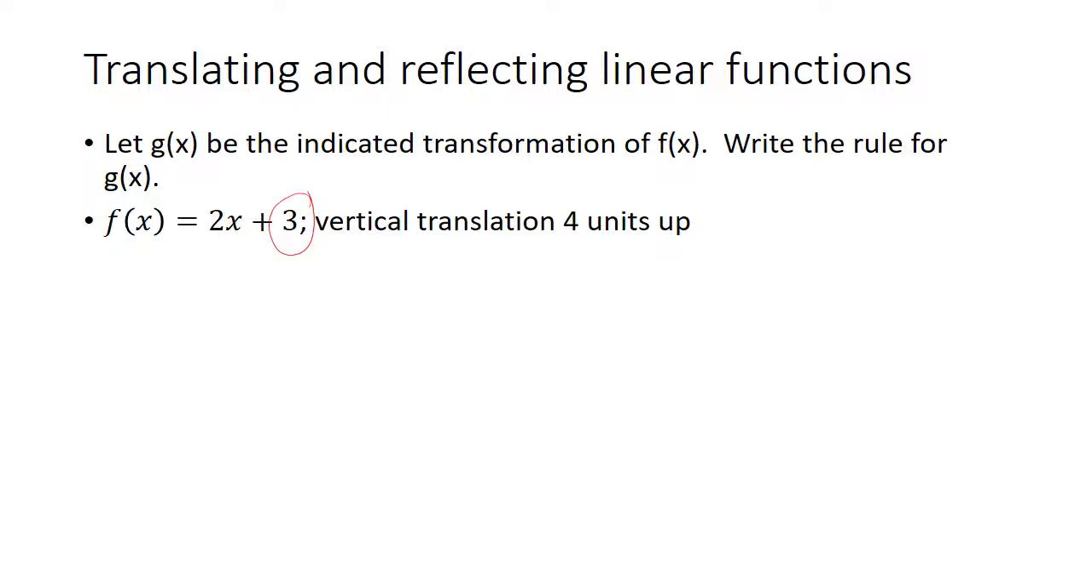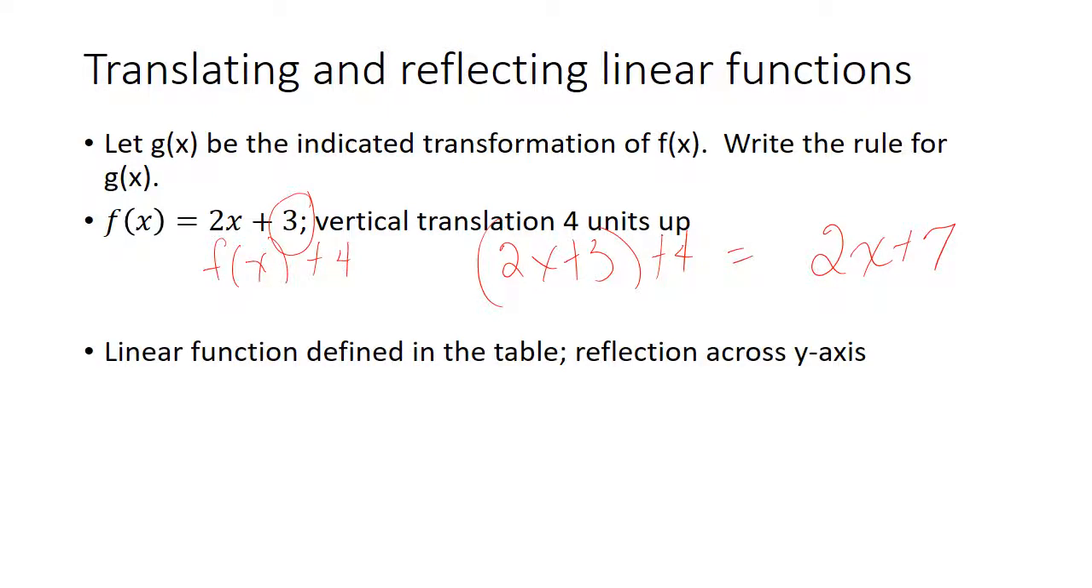So the way we would do that is we are going to take our f of x and add 4 to it. So we're going to have 2x plus 3, that's our f of x. We're adding 4 to it, so our new equation would be 2x plus 7.